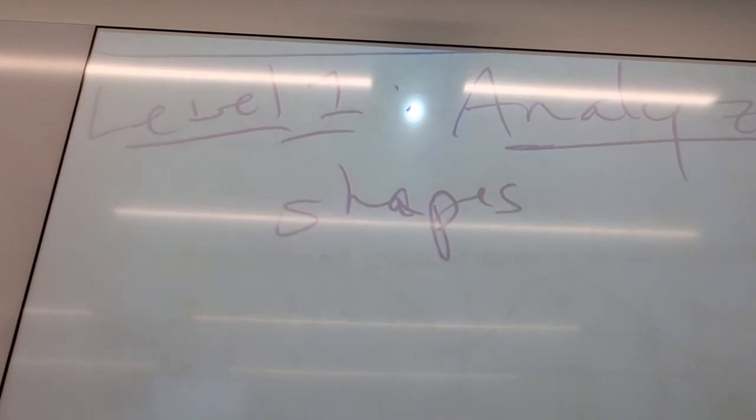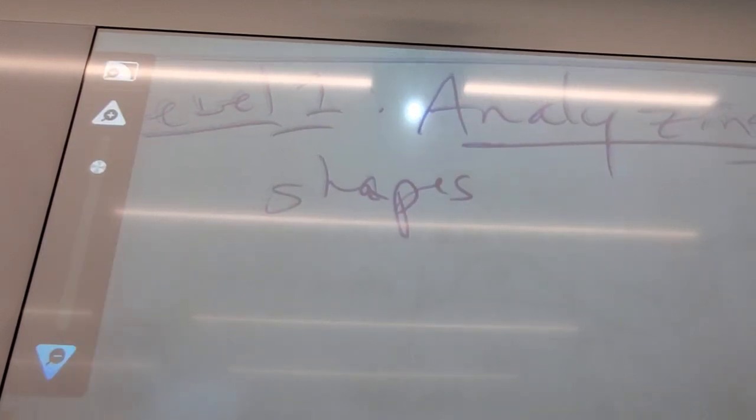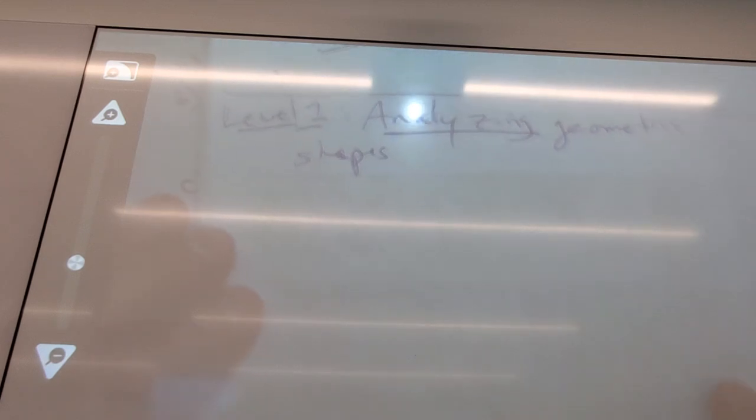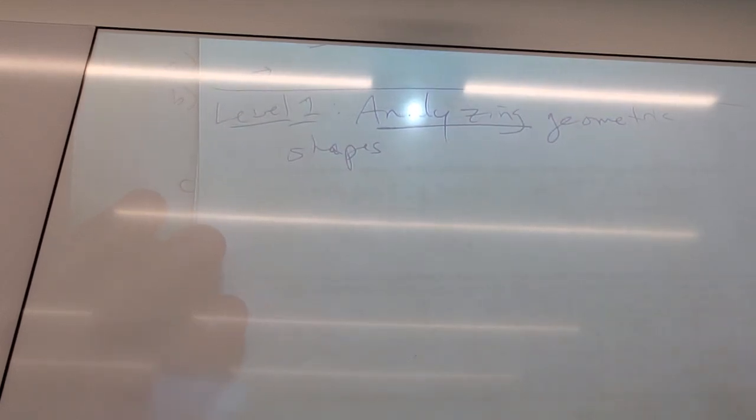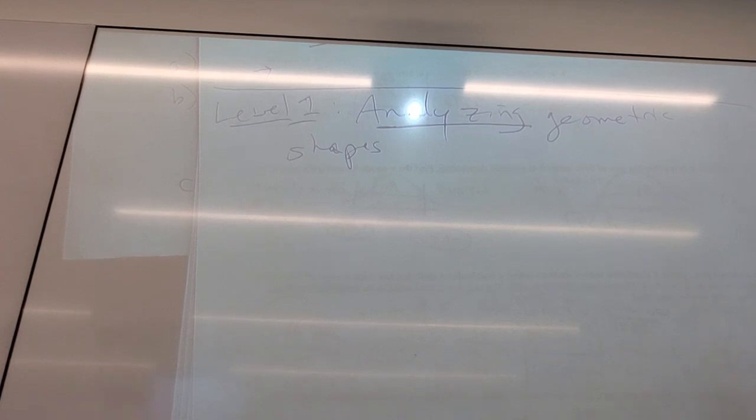We're looking at the components of the shape. Oh my God, I'm way zoomed in. There we go. We're analyzing geometric shapes. We're looking at the components of the shape instead of just the holistic whole thing. We're starting to zoom in on the components.